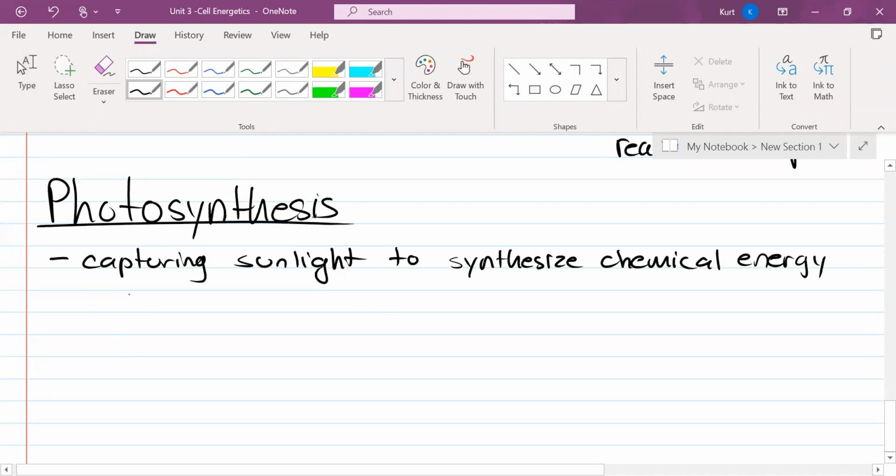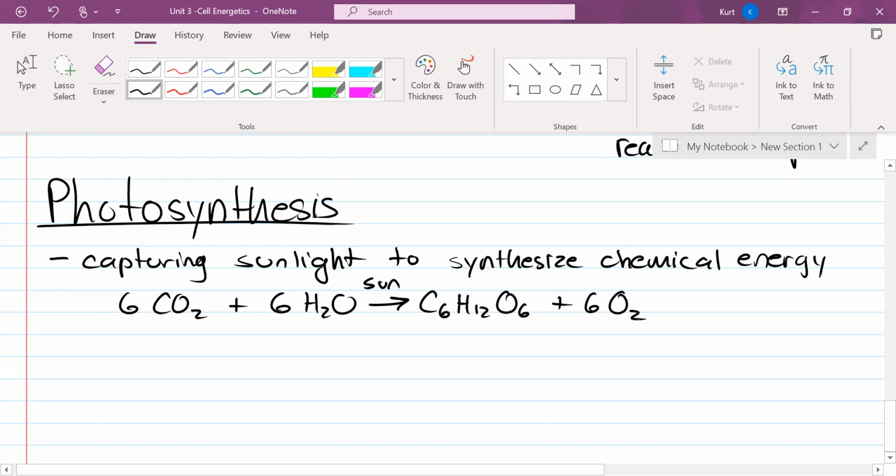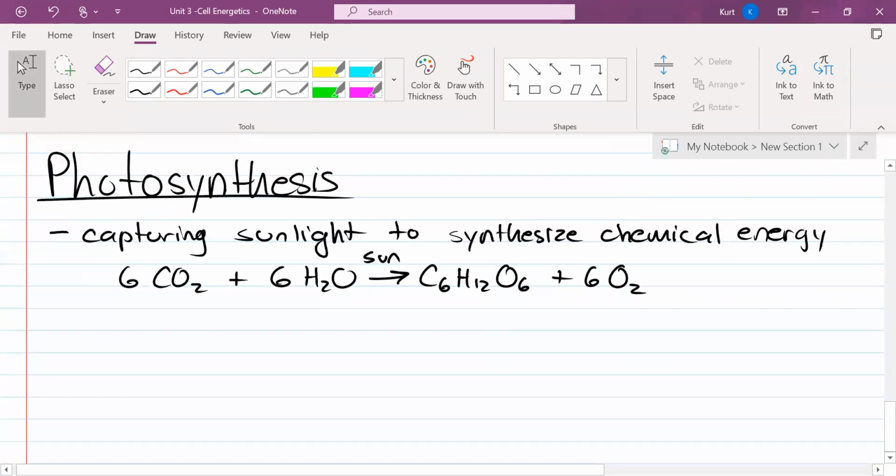The chemical equation is 6 molecules of carbon dioxide reacts with 6 molecules of water, and sunlight, to produce 1 molecule of glucose and 6 molecules of O2. Some of you would speak way too fast when I would ask you, what gas do plants need? So many kids would go, oxygen. No, they need CO2 for photosynthesis. They produce oxygen in photosynthesis, right?